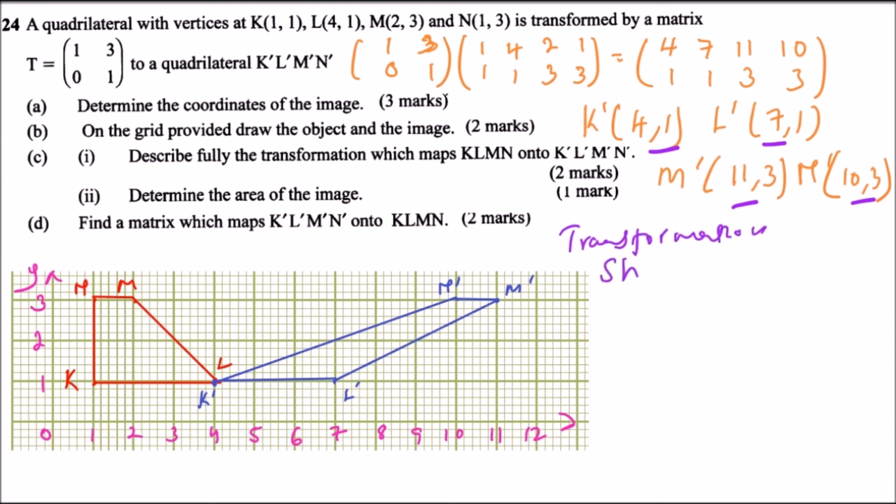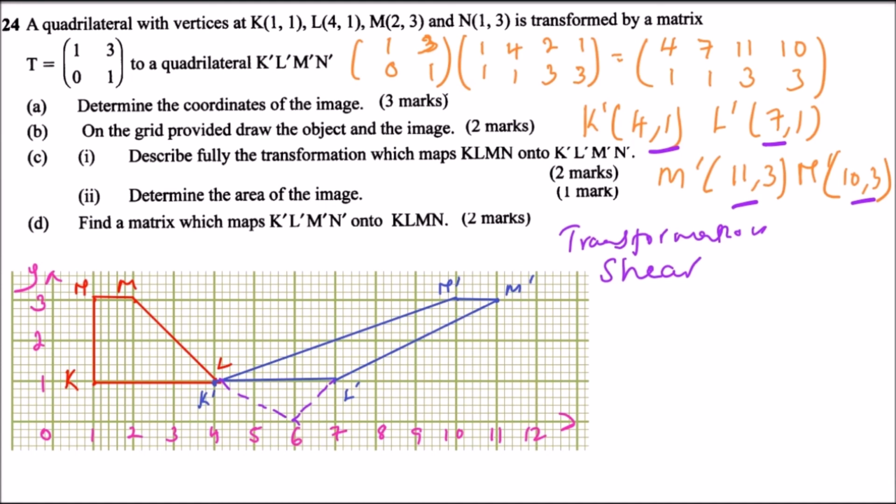It is a shear. And how do we describe shear? We look at the invariant line. If you extend the line ML, of the object and the image, they meet at the x-axis. If you produce it, that means they share a common point at around 6.